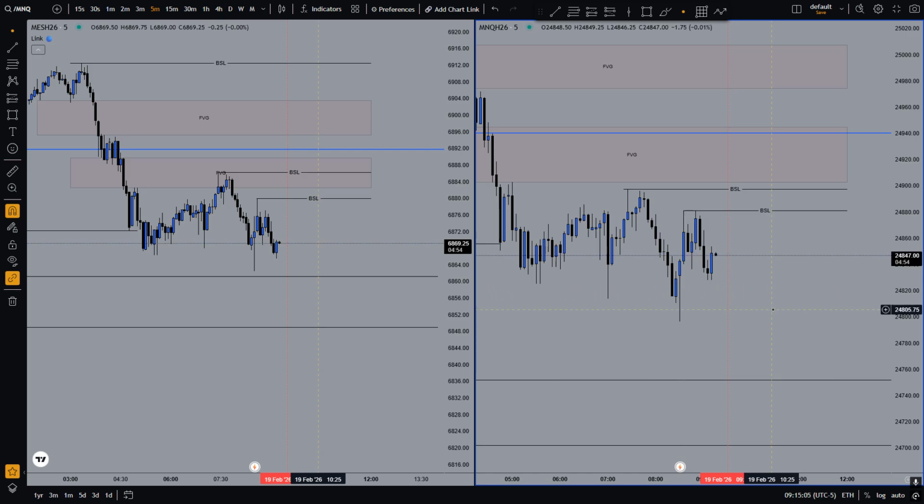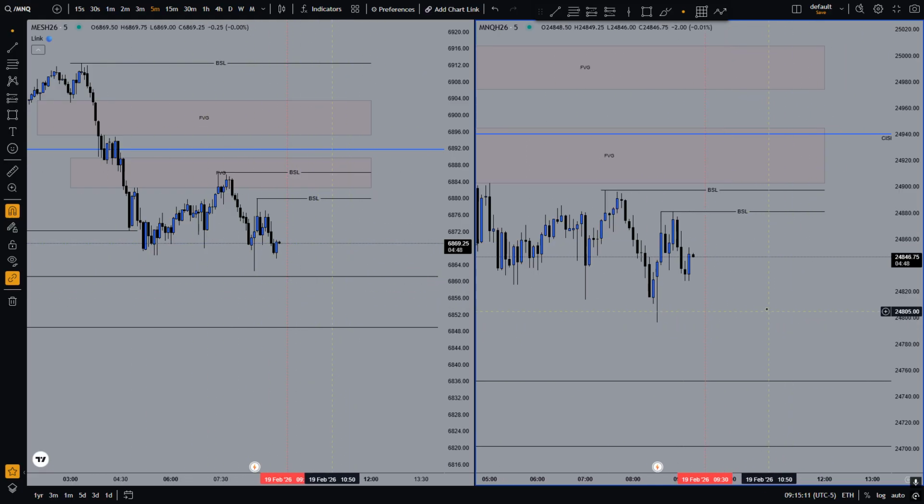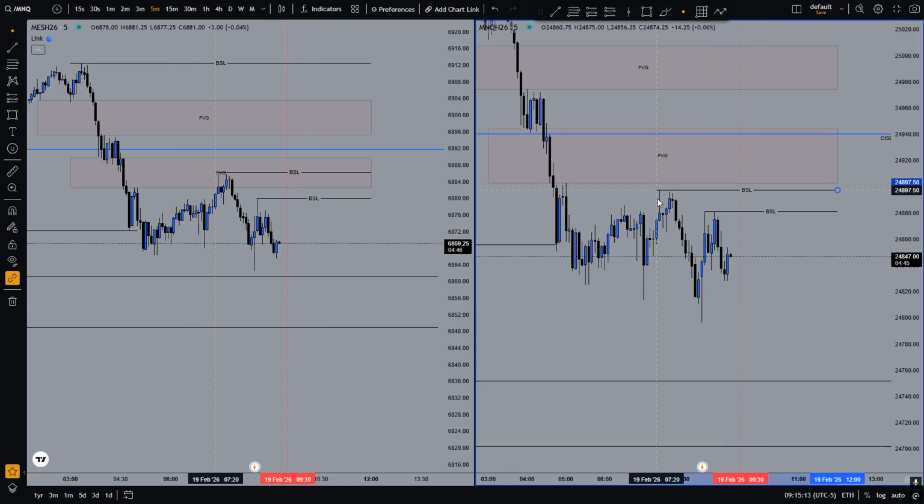It looks like ES is a lot closer to that first low right here than NQ is, so I won't be surprised if ES banks it first, potentially putting in the SMT.